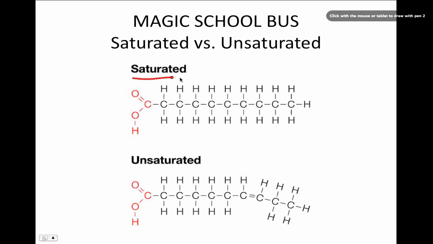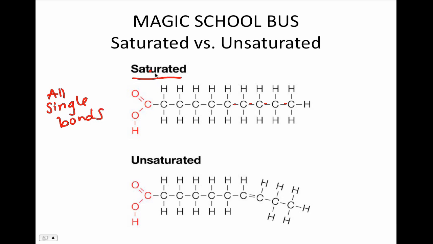So if we look at a saturated fat, here is our fatty acid. Right here we have our hydrocarbon chain, a lot of carbons. They all have a single bond. Every single one of these is a single bond between each carbon molecule. And we call this saturated because every single carbon is hanging on to as many hydrogens as it possibly can. So we call it saturated because they are hydrogen saturated. This is a hydrogen saturated fatty acid.